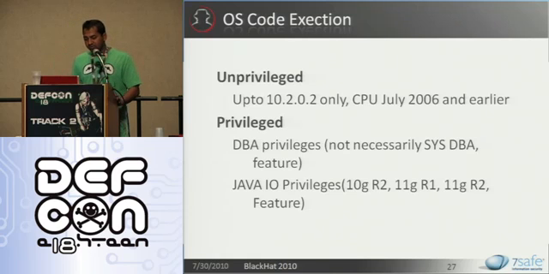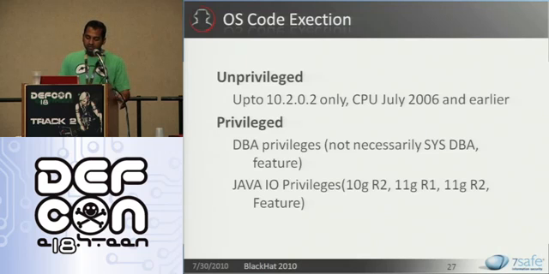Again, this is the only function known by which, with absolutely no privileges, you can do privilege escalation and execute OS code. I mean, you can still execute OS code, but for that, you need some privileges. You just can't do it with the bare minimum create session user privileges. The privileges required for OS code execution are either DBA privileges or Java IO privileges.